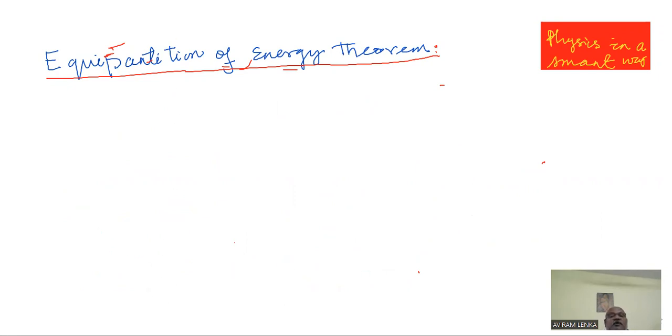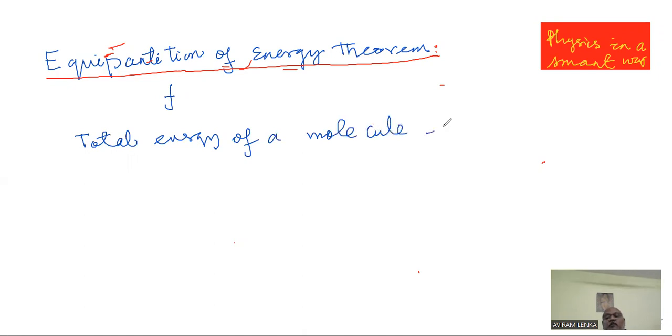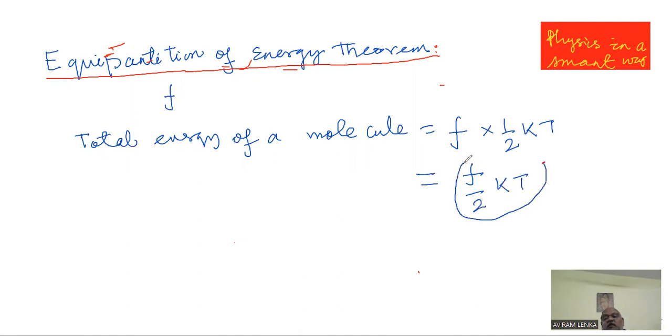So for a single degree of freedom that is equal to half kT, and the molecule usually has f degrees of freedom. So the total energy of a molecule will be, for one degree of freedom half kT, and for f degrees of freedom, f by 2 kT. That is f by 2 kT for a single molecule, the average. But we are not interested in a single molecule, we are interested in the gas as a whole.